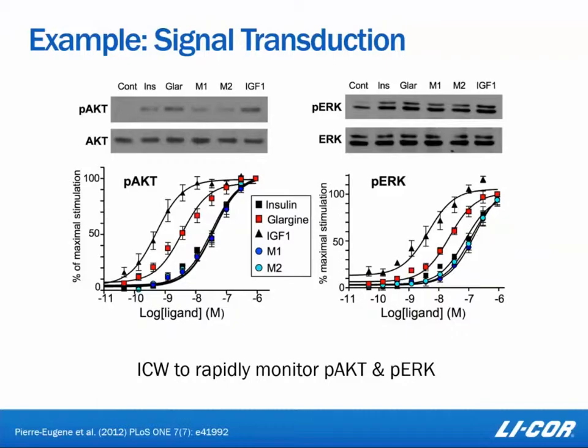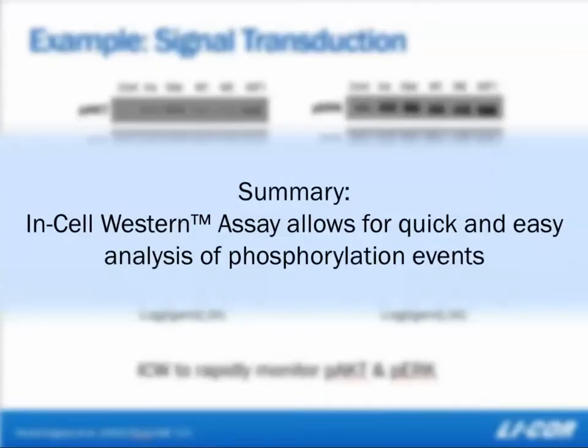So for this group, they're able to use the In-Cell Western Assay to monitor protein phosphorylation of both AKT and ERK. And by utilizing a plate-based assay, they could easily vary the concentration of a number of ligands to quickly determine what are the EC50s for these compounds for activation of these downstream pathways.